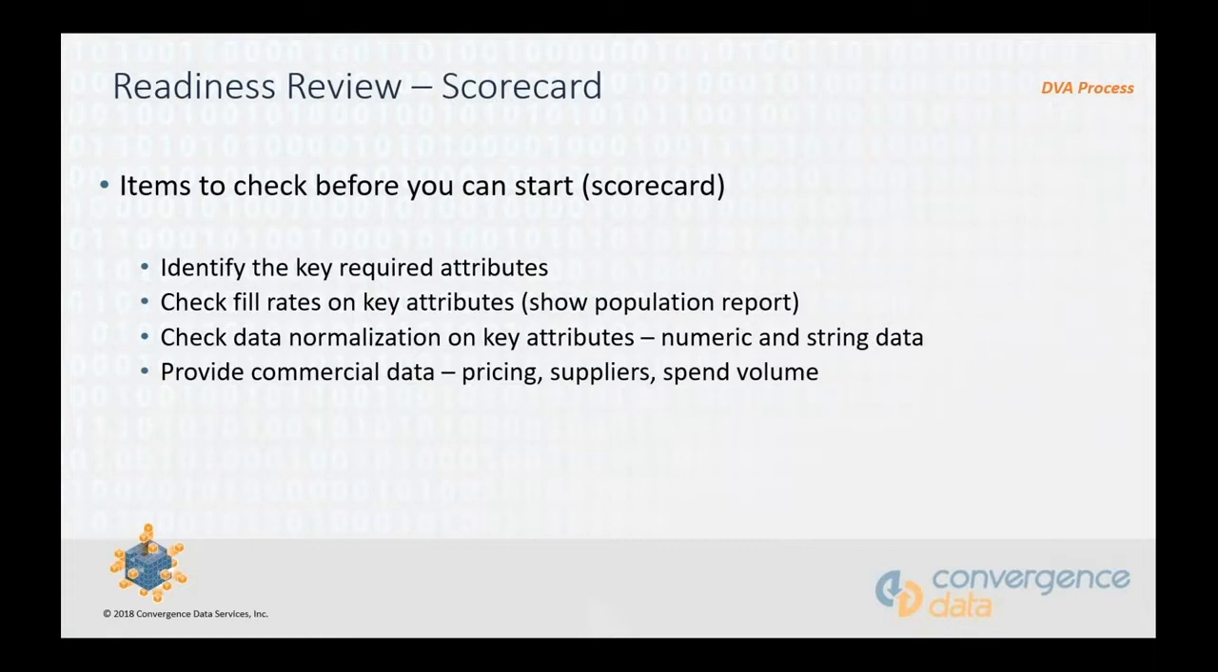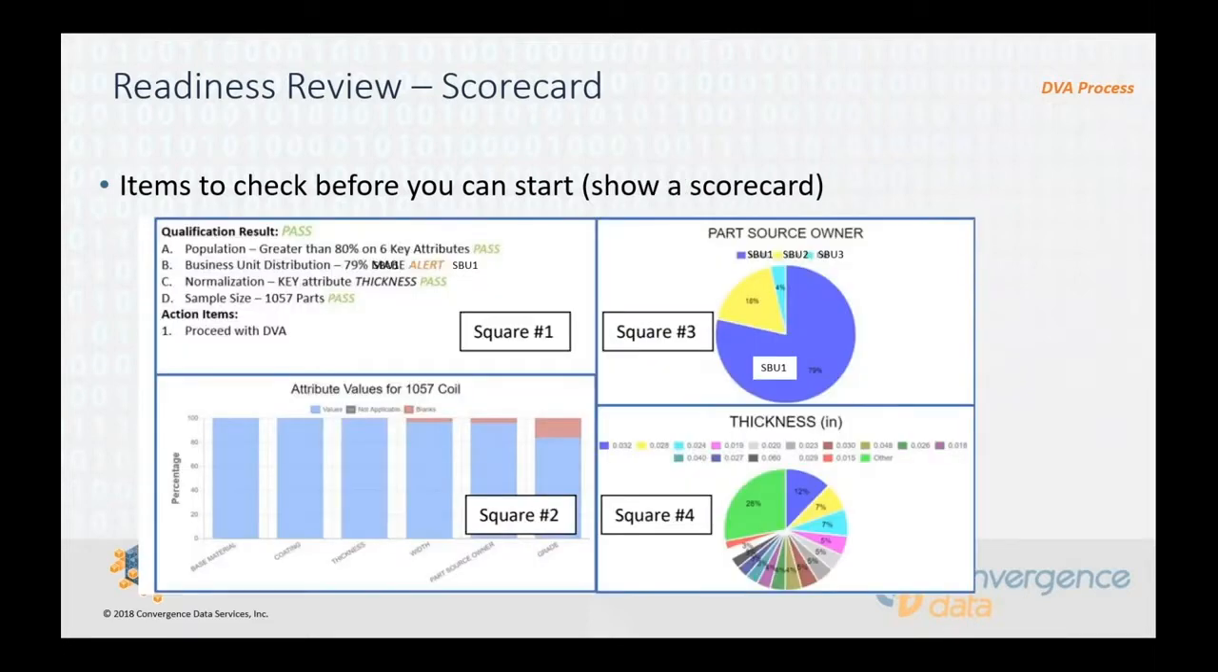So you want to make a check to make sure you've got the pricing and supplier information you need to do your DVA. So here's a graphical representation of what a scorecard could look like. On the top left, this is just the checklist of all the things I was just talking about. Do you pass in each one of these areas? And then, some of the other things you might want to include in your scorecard.